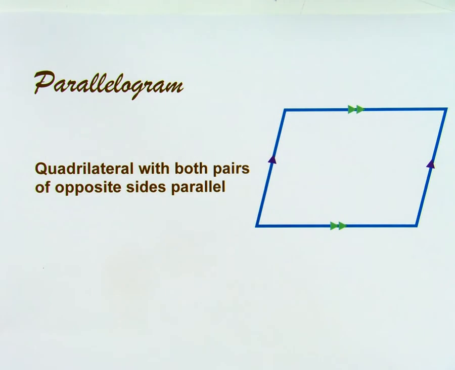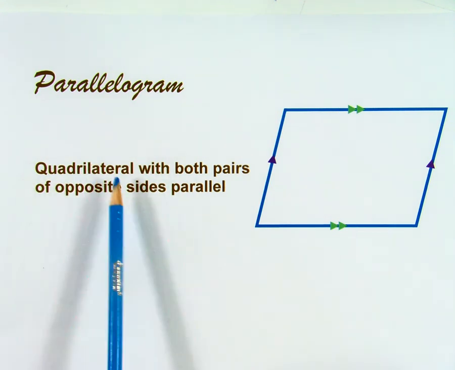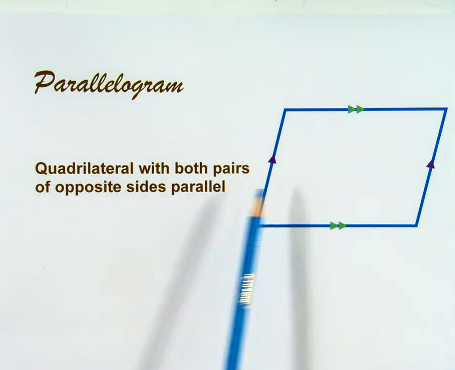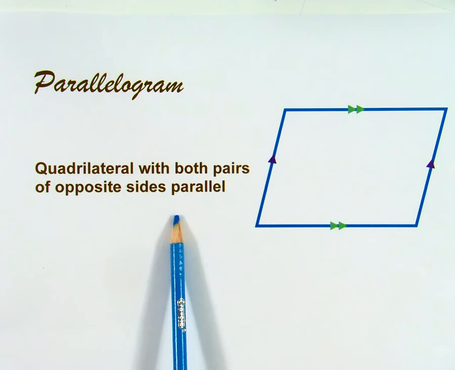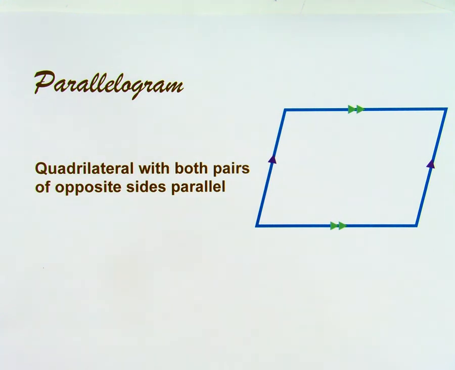This is a geometry lesson on parallelograms. First, we'll start with the definition of parallelogram. A parallelogram is a quadrilateral, a quadrilateral being a four-sided polygon, with both pairs of opposite sides parallel. Okay, that gets us a parallelogram.